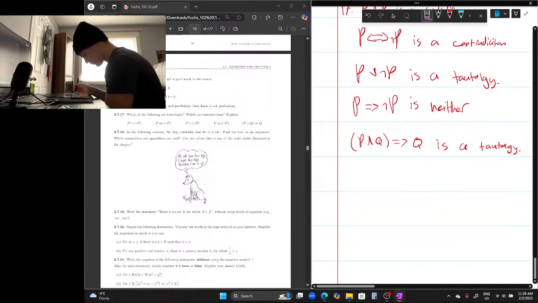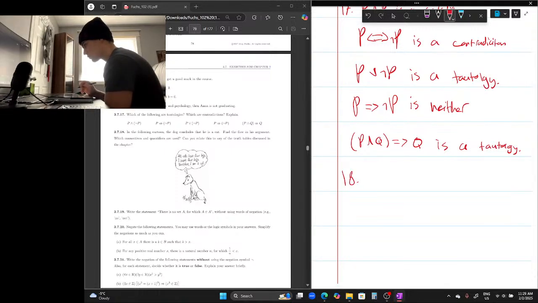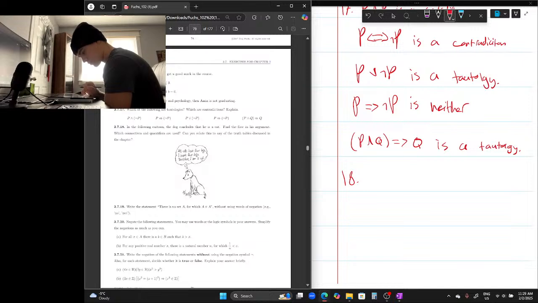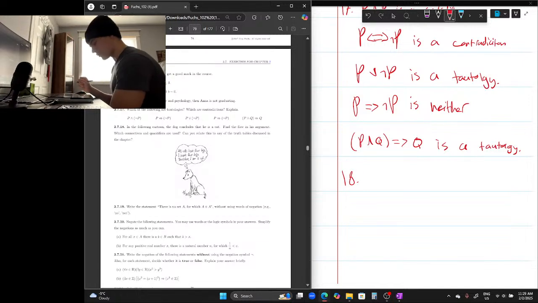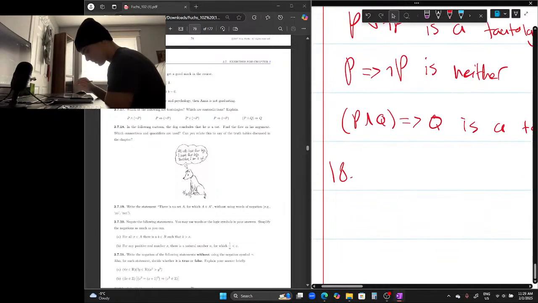18. In one cartoon, the dog concludes that he is a cat. Find the flaw in his argument. What connectors and quantifiers are used? Can you rate this? Any truth table discussed in this chapter. All cats have 4 legs. I have 4 legs. Therefore, I am a cat.